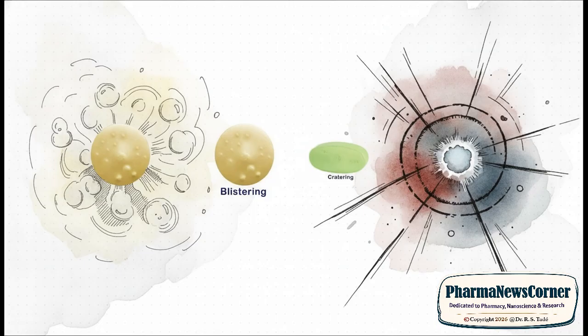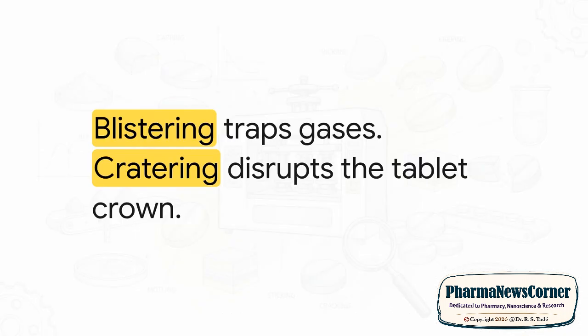Contrast that with cratering, where you actually see a volcanic-like depression that exposes the raw core of the tablet underneath. Even though they might look somewhat similar at a quick glance, their causes are totally distinct. Blistering is a heat issue. Gases get entrapped in or underneath the film because of overheating during spraying or right at the end of the coating run. This causes the film to lose its elasticity and just pull away.